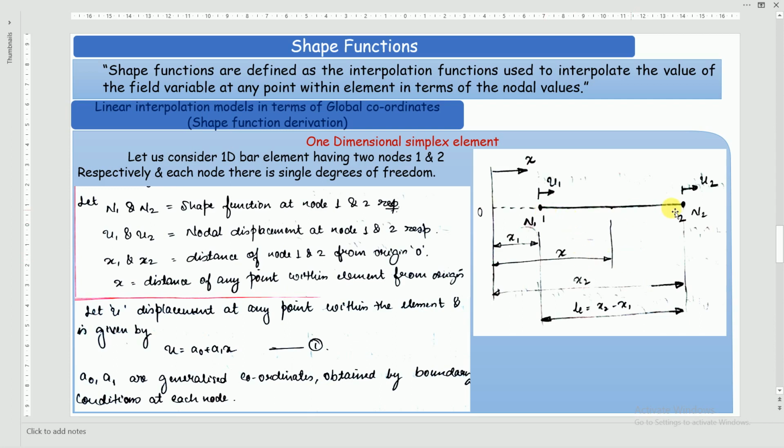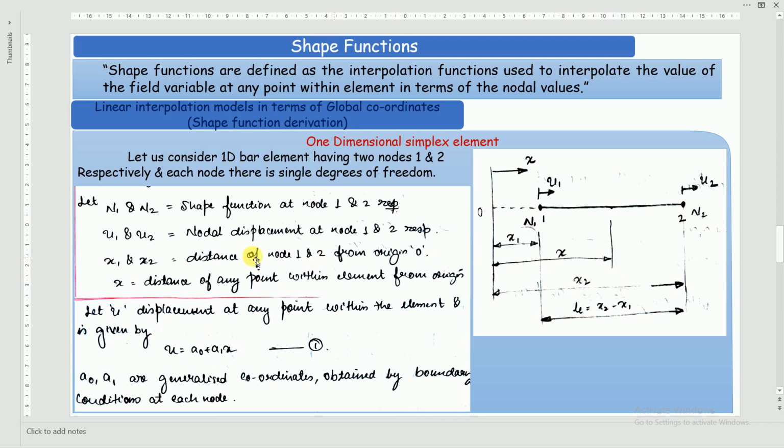So you take the element indicating two nodes 1 and 2 and show n1 and n2 there. u1 is the displacement at node 1 and u2 is the displacement at node 2. These are the given values, nothing but the boundary conditions which are given. This is your x1 from a reference, this is x2. x2 minus x1 is the length of the element le, and this is x, anywhere within the element.